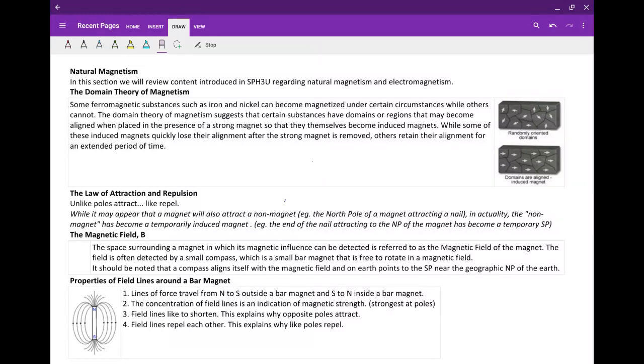Here's a little quote. It says it may appear that a magnet will also attract a non-magnet. For example, your refrigerator is not a magnet, but I can put a magnet on it and it attracts the refrigerator.